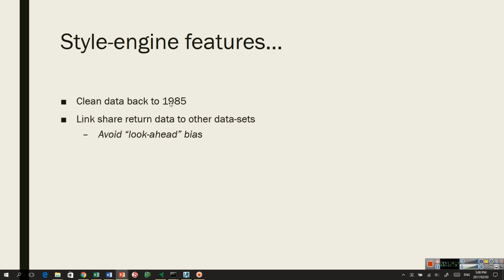Secondly, we're able to link the share return database that we're running all of this on, including dividends, that type of thing, to other data sets. So for example, if you wanted to see does return on equity drive share price performance, that's a different set of data. We then have to pull in that financial statement data, and we're able to do that.